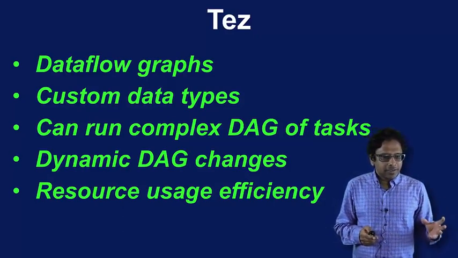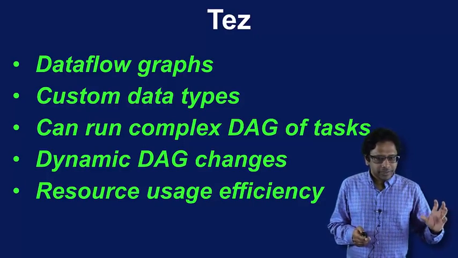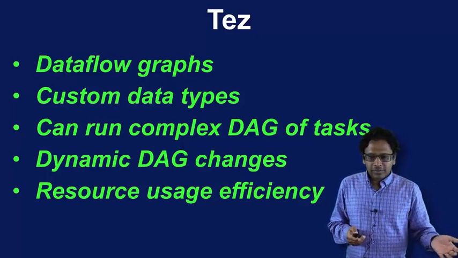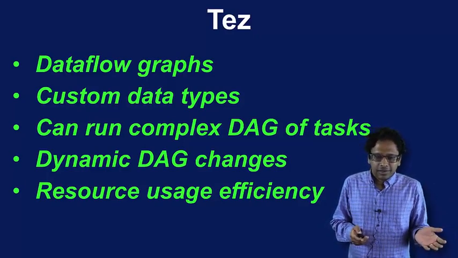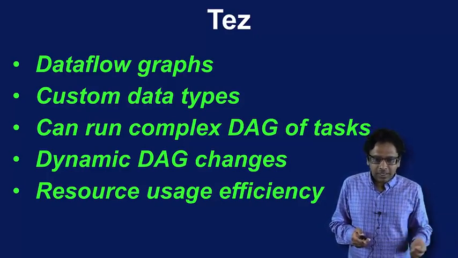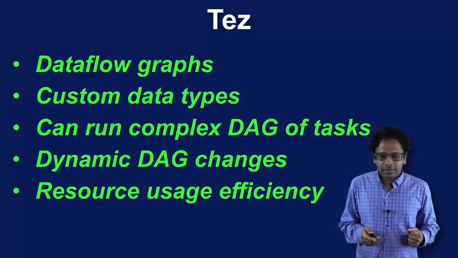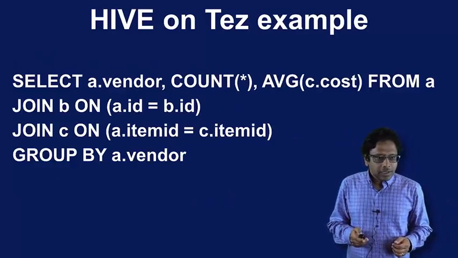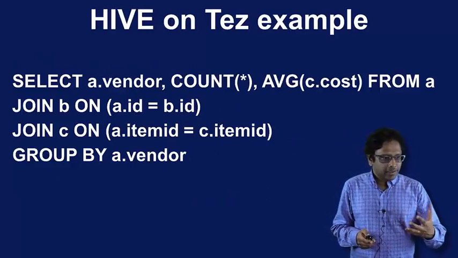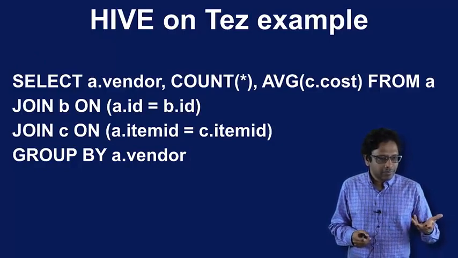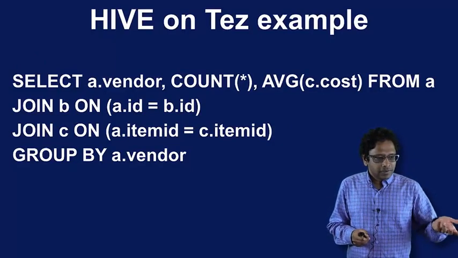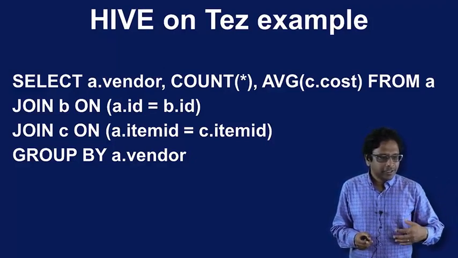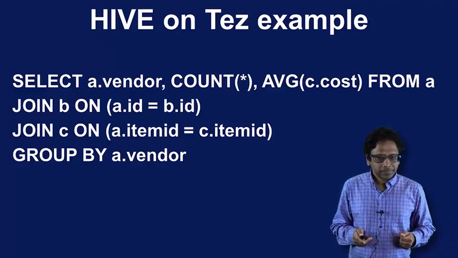Now, as I mentioned, this improves resource usage efficiency. Things like Pig and Hive already use Tez. So if you already use those tools, you're not changing anything. You're just changing the backend execution engine. That is a very simple change, and then you get the performance benefits. So let's look at a simple Hive on Tez example. We are just doing a select from A and joining a second table B based on the ID, and then joining on C based on item ID, and then we are grouping things.